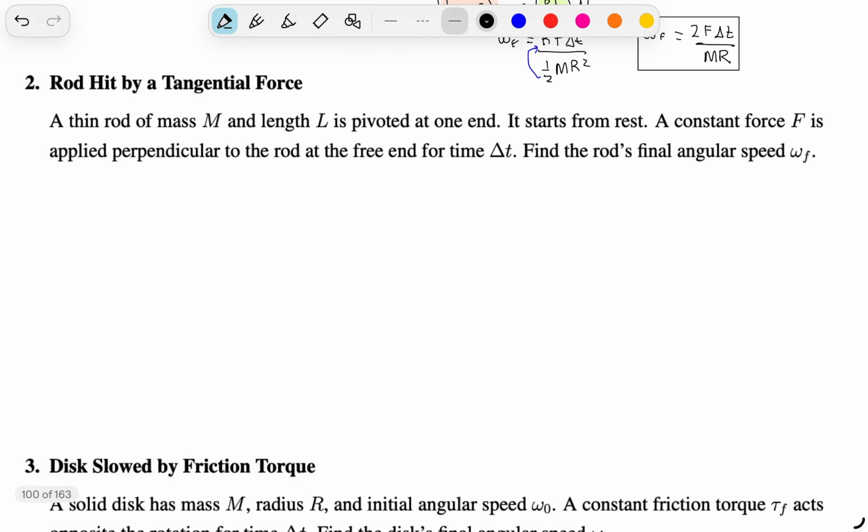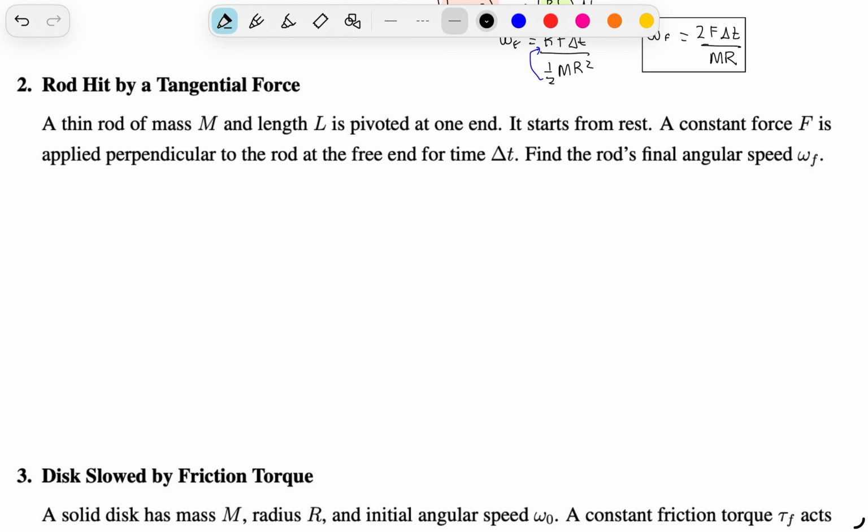So now we have a rod that is hit by tangential force. We have a thin rod of mass m and a length L that is pivoted about one end. So that's your pivot, mass m. It starts from rest, and we have a constant force that is applied perpendicular to the rod at the free end for a time delta t. And we want to find the rod's final angular momentum, or final angular speed, omega F.